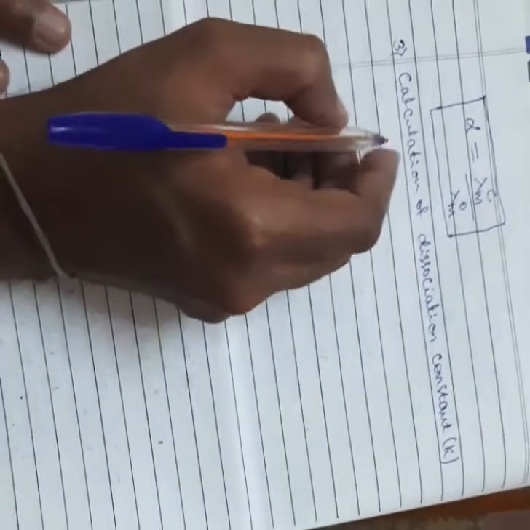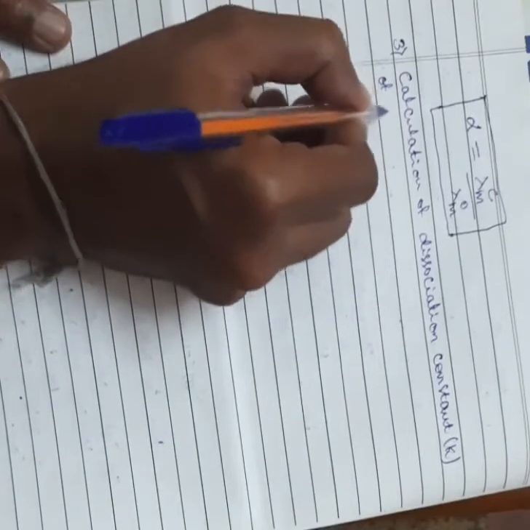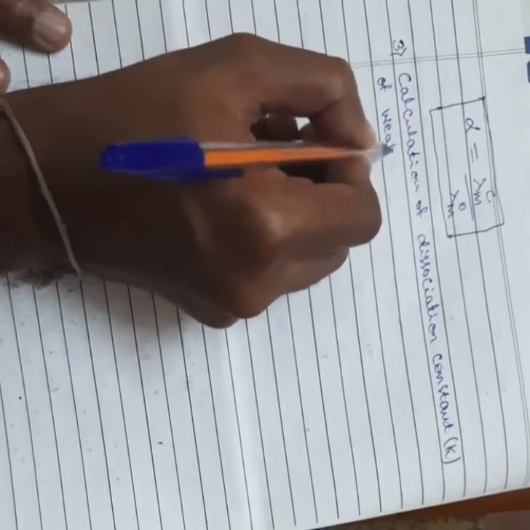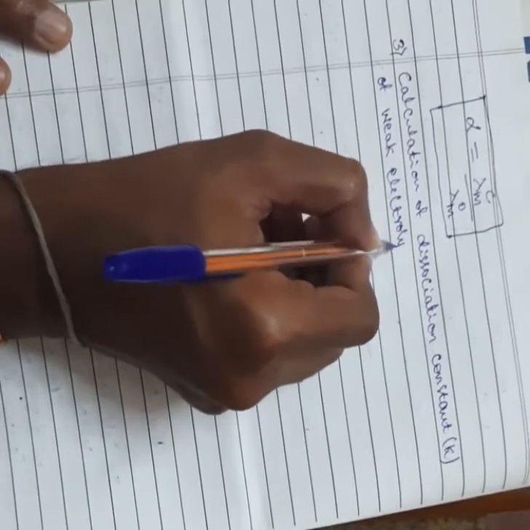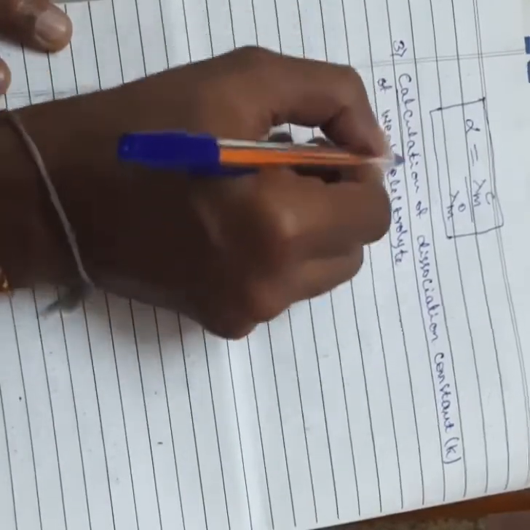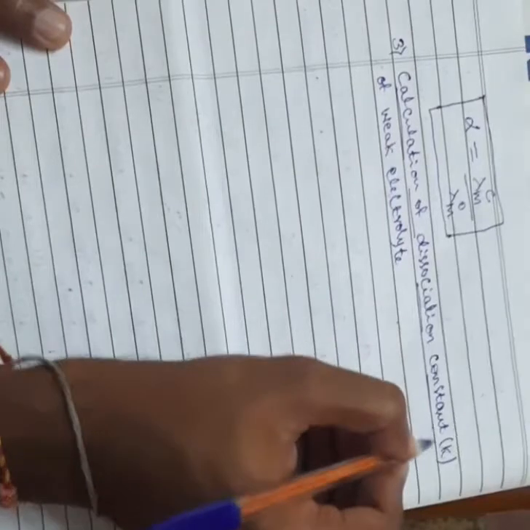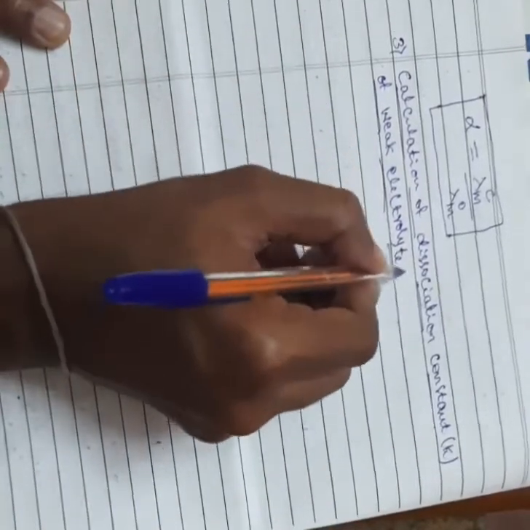That is K of weak electrolyte. Calculation of dissociation constant of weak electrolyte.